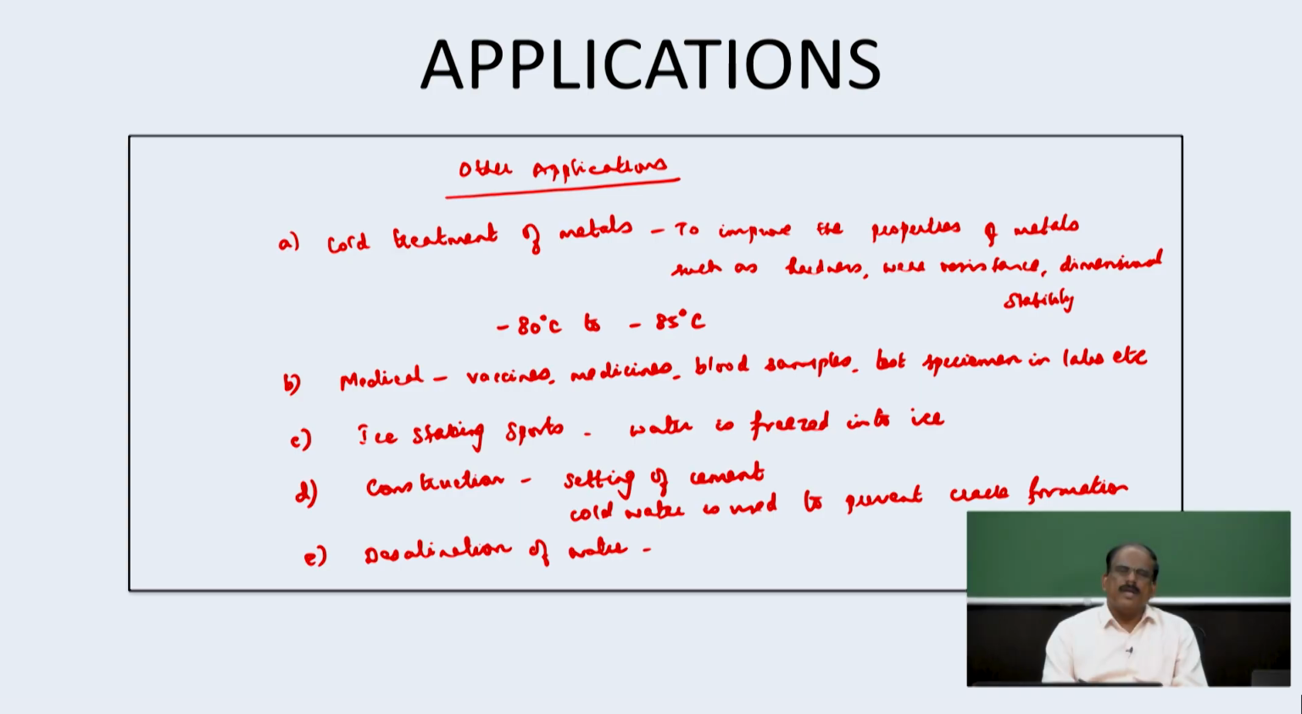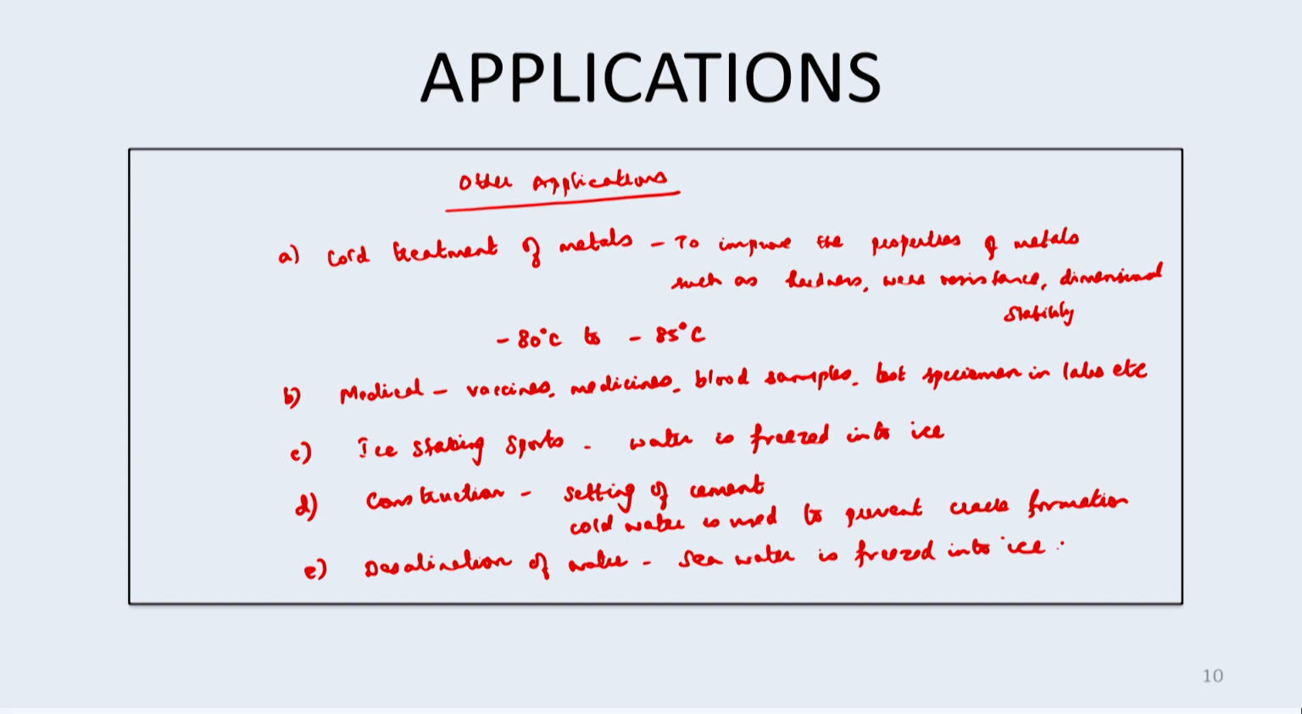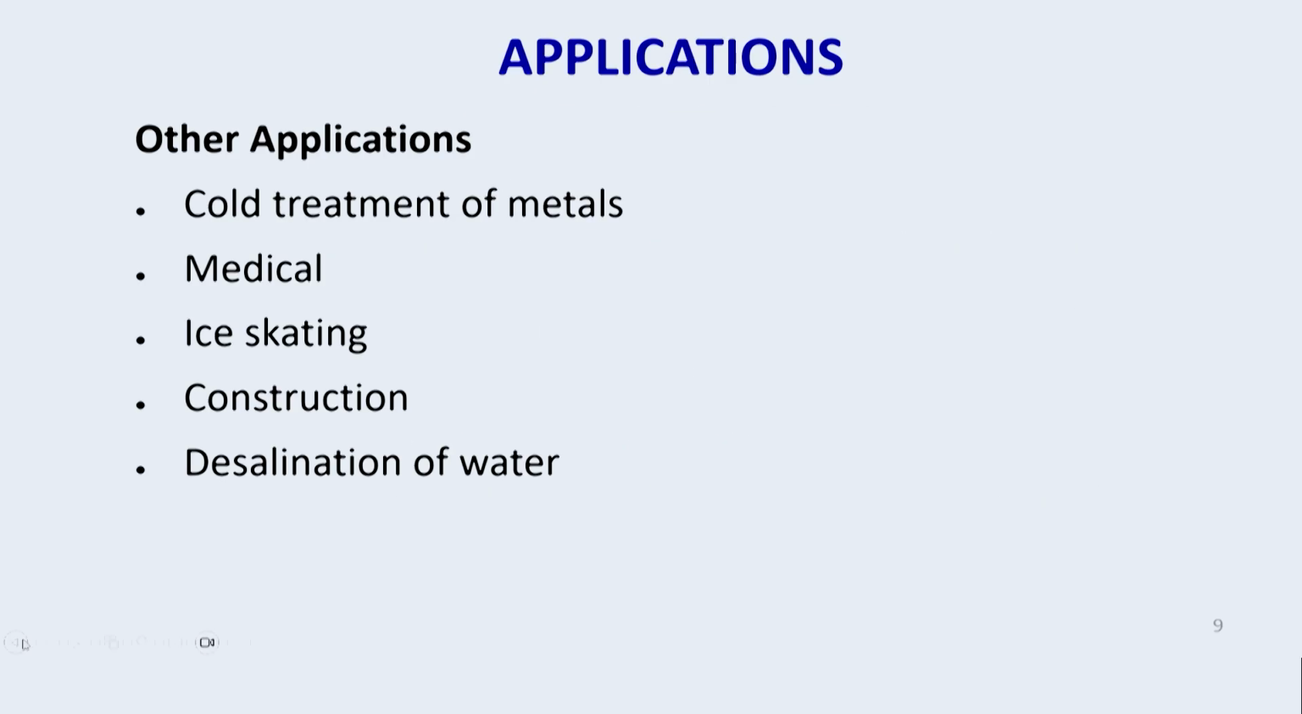The salt content reduces. And the thawing process is the opposite of the freezing process. Again, the ice will be separated and the fresh water can be produced. Seawater is frozen into ice, which is then converted into fresh water by the thawing process. Thawing process is opposite to freezing process.